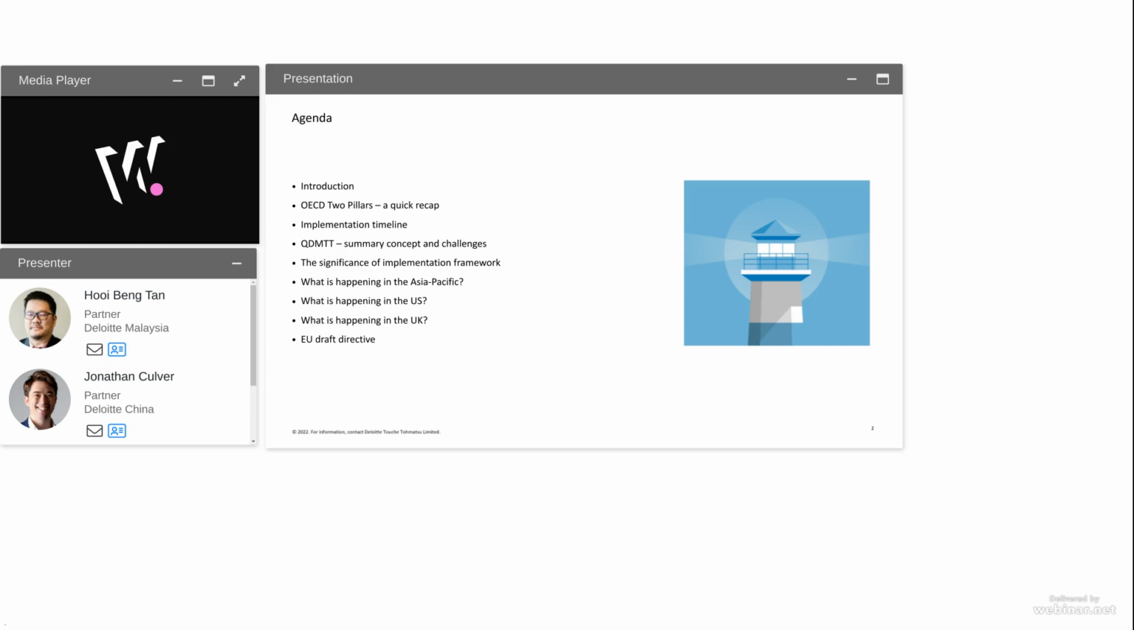I will explain to you the significance of implementation framework. I'll share with you what's happening in Asia Pacific, and then Amelia will share with us what's going on in the US, and we know whatever happens in the US is crucial as well to the rest of the world. Jonathan will then come back to the UK and share a little bit on the draft directive of EU. Okay, so next slide, please.